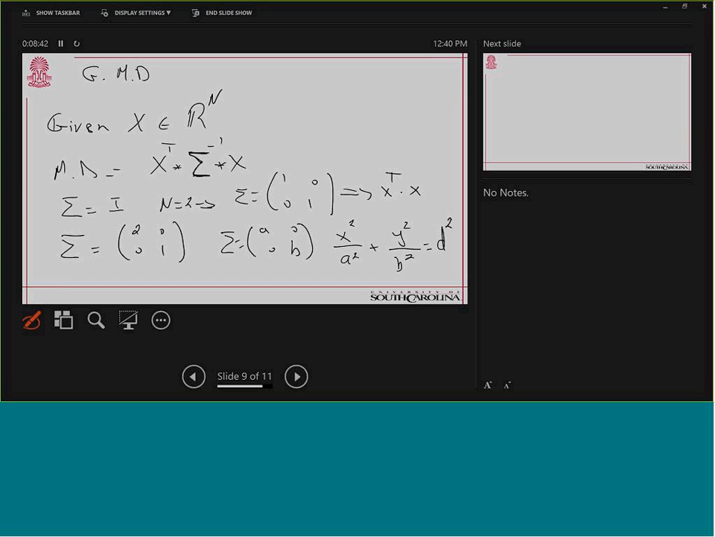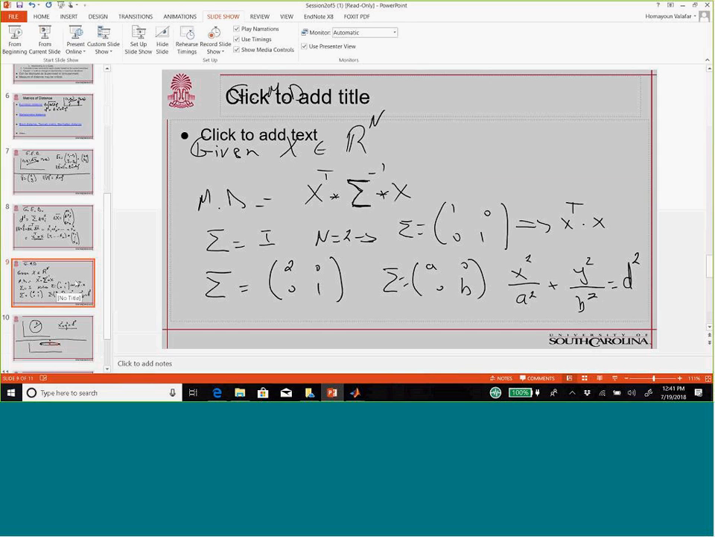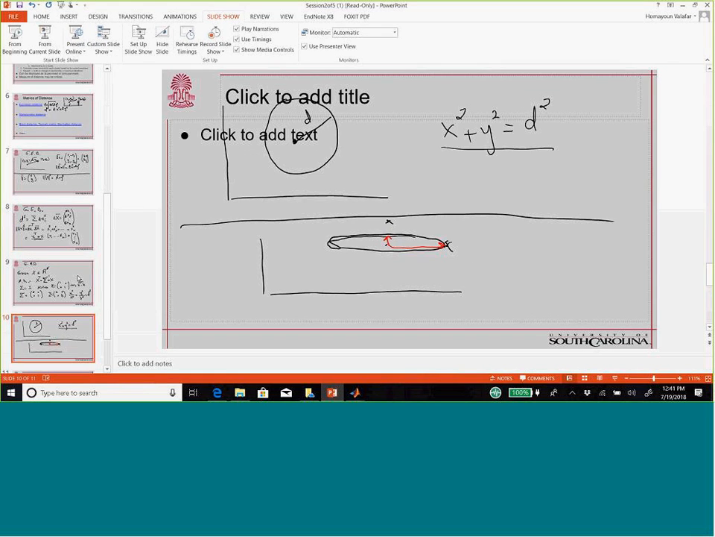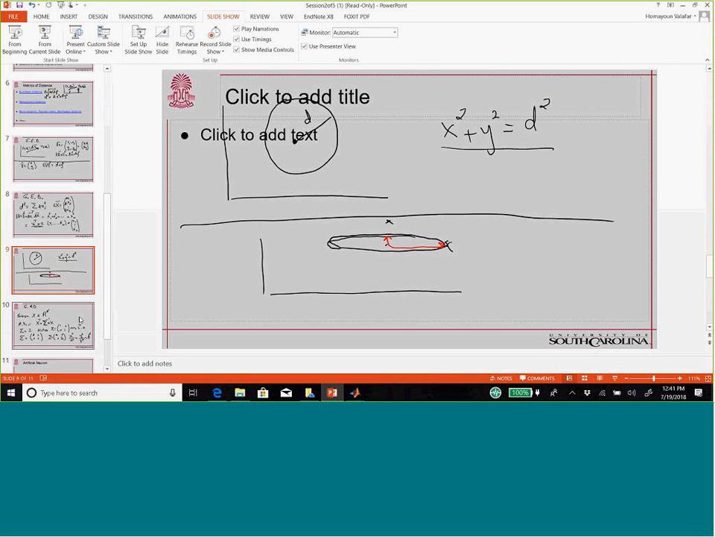But Mahalanobis distance has yet another advantage, which is what I want to discuss. In fact, this is my opportunity to switch these two around. Okay.